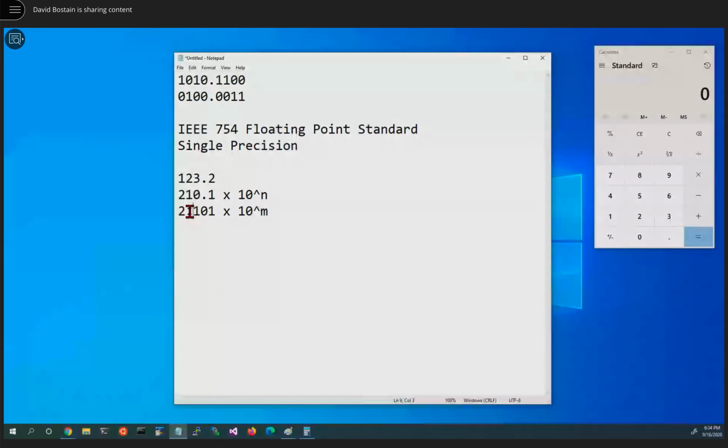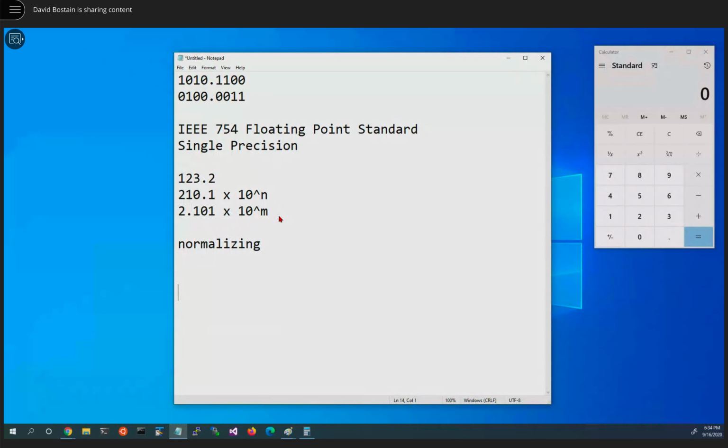So I want to kind of do this. This process is called normalizing, or normalization, or it's in normal form. But the idea is we're going to do that to our numbers.